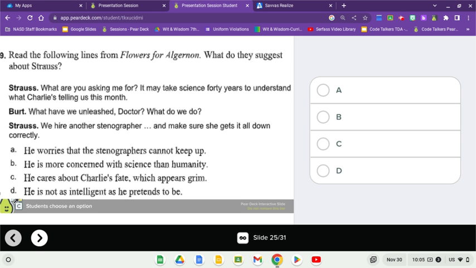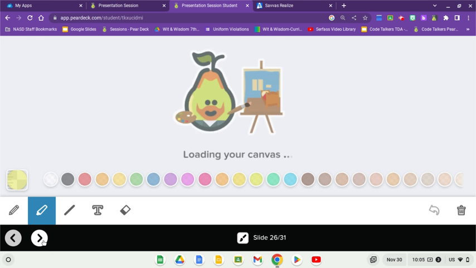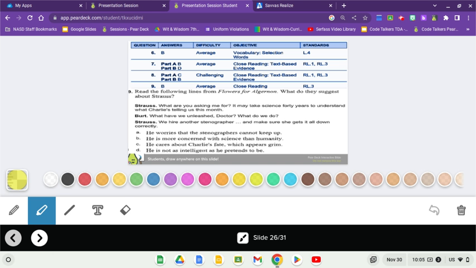A, he worries that stenographers cannot keep up. B, he is more concerned with science than humanity. C, he cares about Charlie's fate, which appears grim. Or D, he is not as intelligent as he pretends to be. Which one do you think it is? A, B, C, or D? Take the time. Yeah, it's 9B. Yes, indeed. He is more concerned with science than humanity.